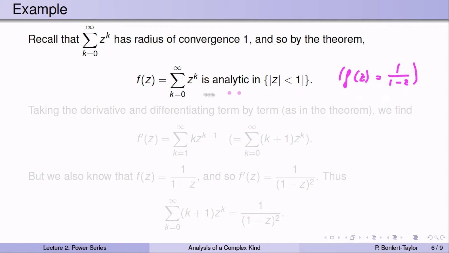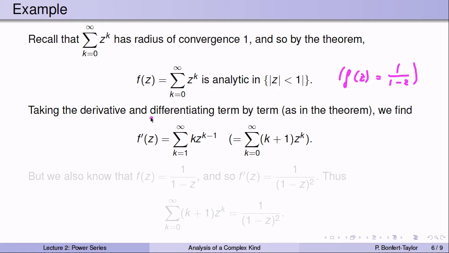We know this function agrees with the power series in the disk of radius 1, and the theorem says this function is analytic. But it also says I can differentiate term by term. So let's take the derivative and differentiate term by term inside the sum, as the theorem tells us. We find that f prime of z can be found as the sum k equals 1 to infinity k times z to the k minus 1.